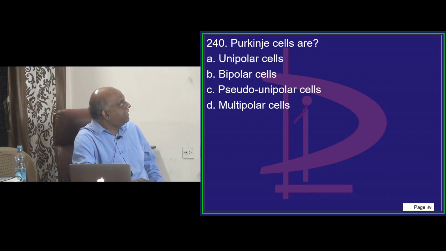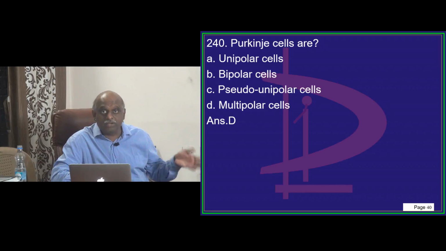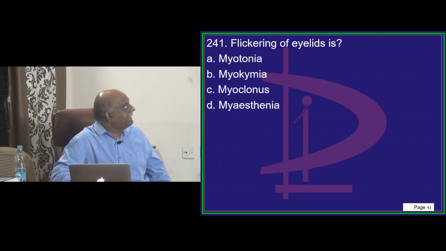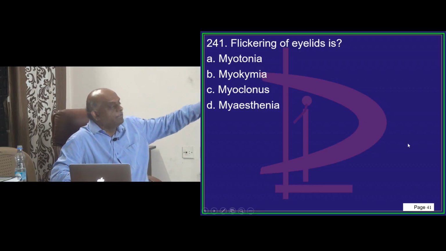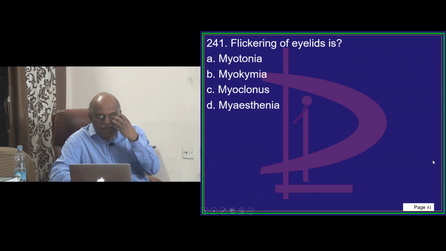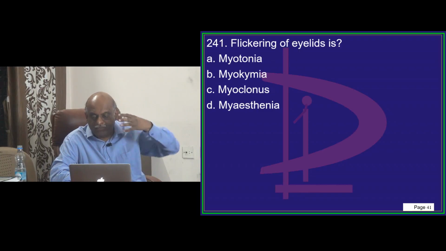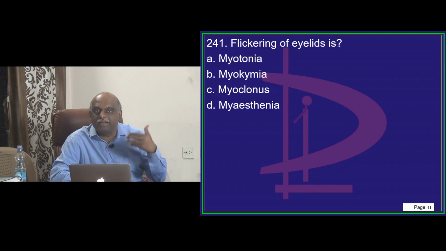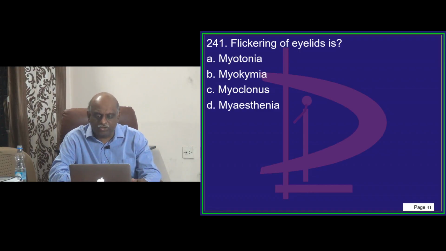Now, Purkinje cells are basically multipolar cells, is what you need to remember. Flickering of the eyelids: some people's eyelids will go tuck tuck tuck, like punchy wings. It will be flickering. What is that basically called? Question number 241. Should you answer, doctor?